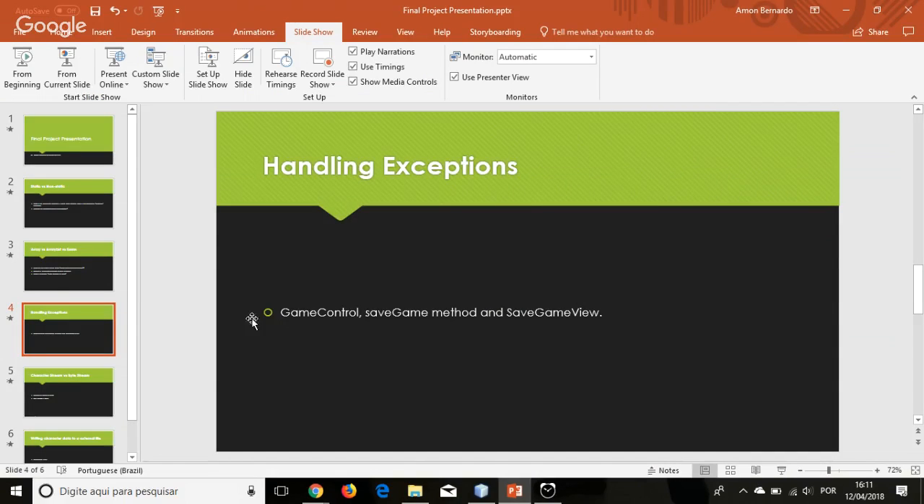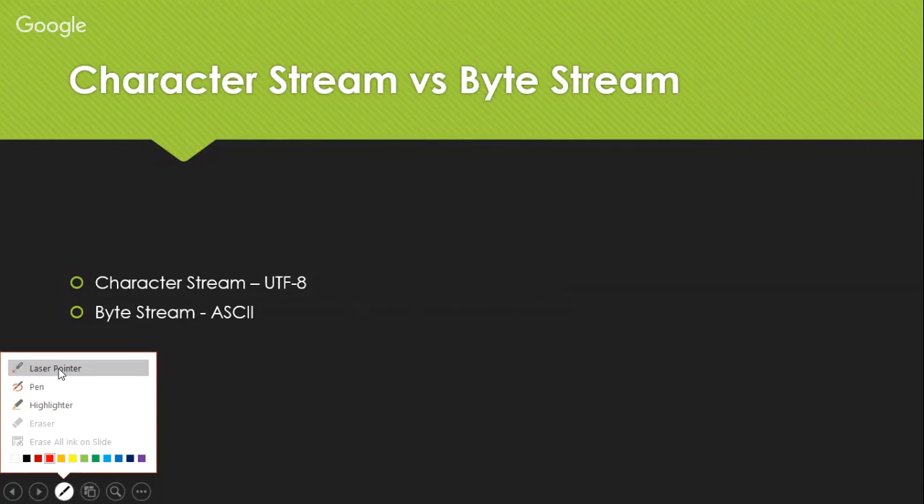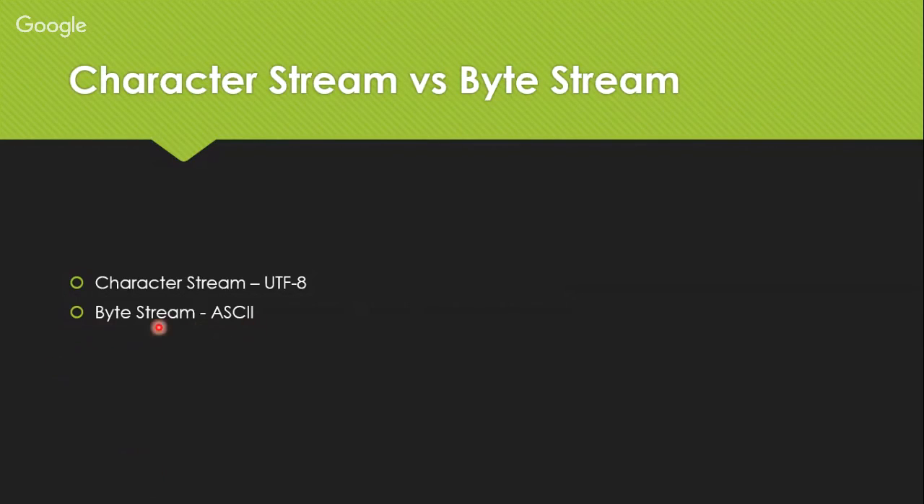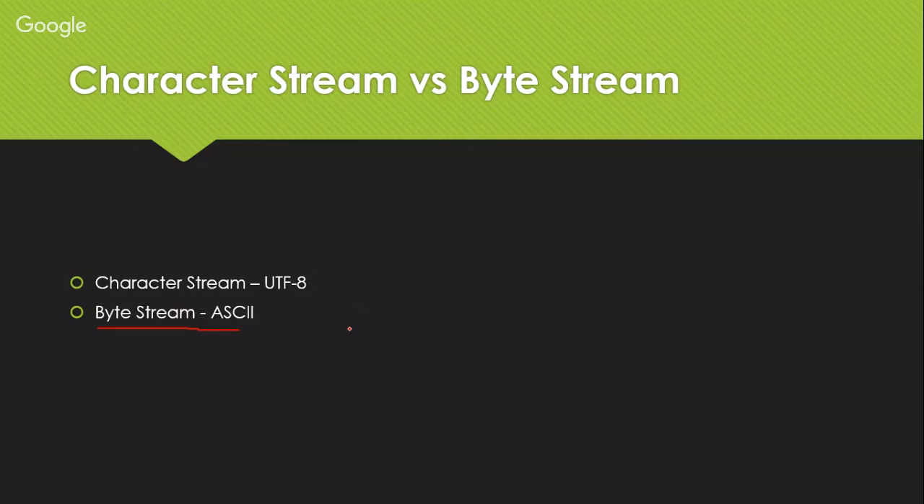Okay, let's continue from where we started. What is the difference between character stream and byte stream? In the beginning of Java, we had the byte stream. The byte stream will handle only one byte.